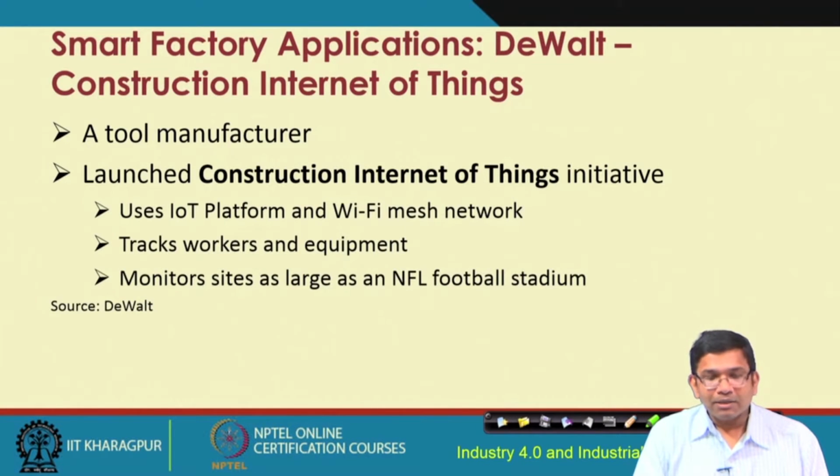So, another application is the construction internet of things, by the company DeWalt. DeWalt is a tool manufacturer which launched this initiative of construction IoT. It uses the IoT platform and the Wi-Fi mesh network that tracks the workers and the equipment that they are using. The construction internet of things basically monitors the construction sites, which are very large as the NFL football stadium.